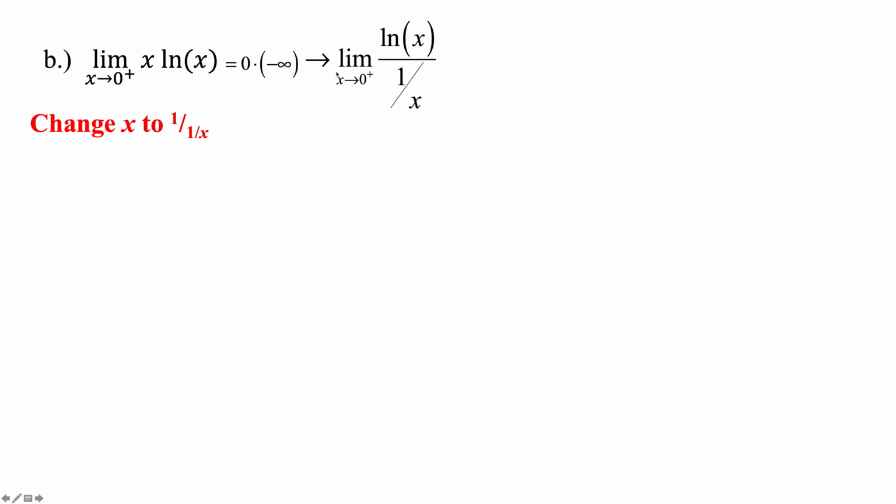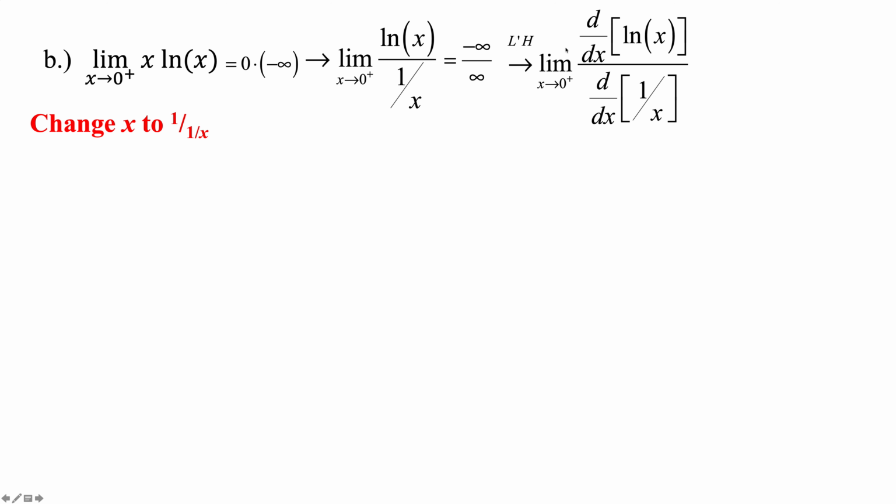Okay, think about this for a second. It's still the same thing. We don't divide by fractions. We multiply by its reciprocal. So you have your x being multiplied to the natural log of x. And now, this gives us a negative infinity over infinity. So we can now use L'Hopital's rule.